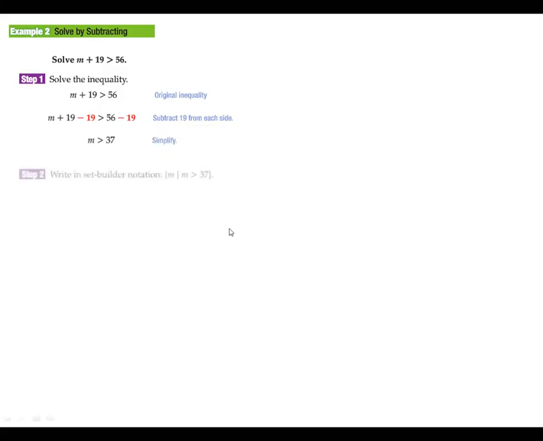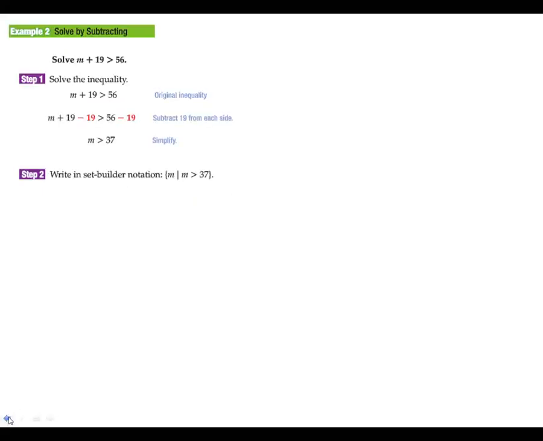Okay, so we can solve inequalities like m plus 19 is greater than 56. You have the original inequality, subtract 19 from both sides to get m by itself, and you have m is greater than 37. In set builder notation, you put a brace, the variable, a vertical line, and then the inequality, and then close with the other brace. You would read that as the set of all m such that m is greater than 37.